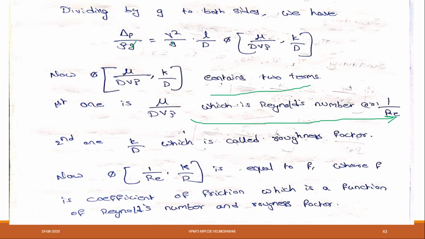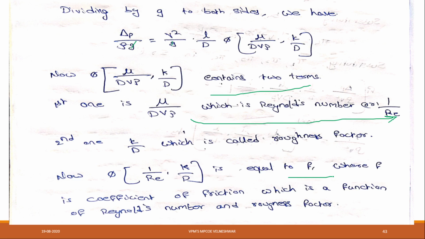What is k by D? That is the roughness factor. Now both terms, 1 divided by Reynolds number and k divided by D, are equal to f. That is nothing but a function of Reynolds number and roughness factor. That is the value.